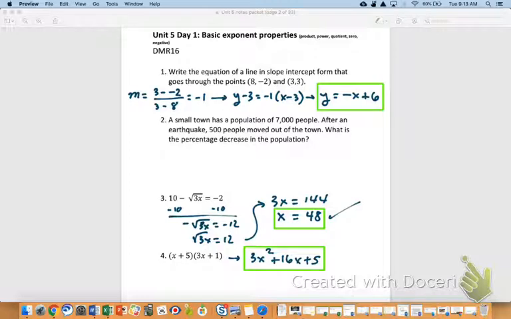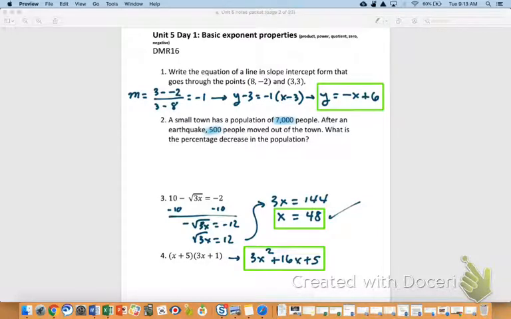50%. Okay? But of course, if a town had like 15 million people and 500 left, that's not that big of a deal. That might happen on any given day, right? 500 out of 15 million, that's not 50%. It's a lot less than 50%. So what really matters as far as the percent goes is also how many people were there to begin with.